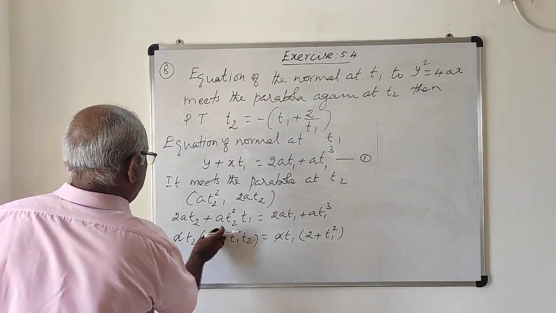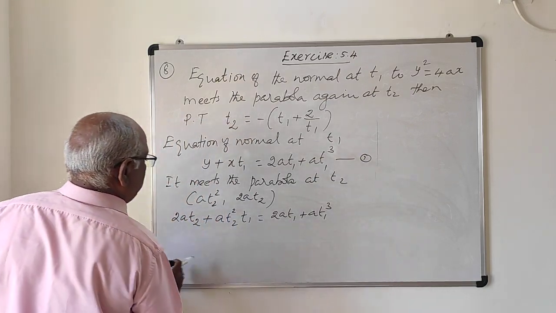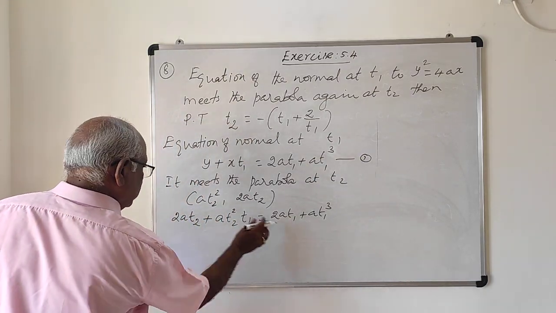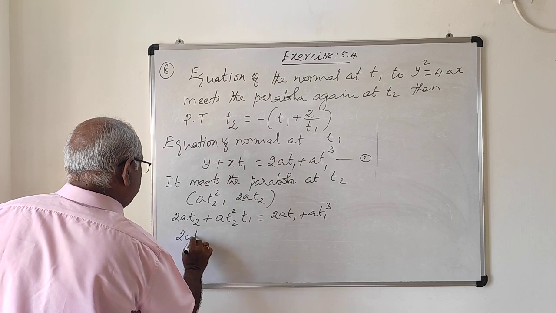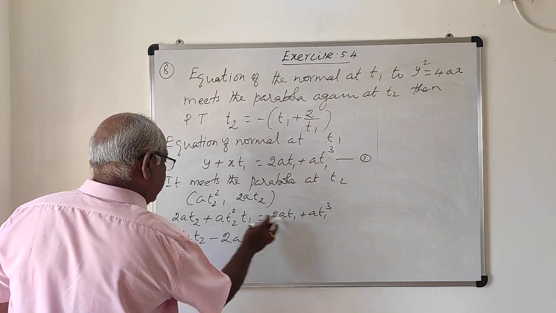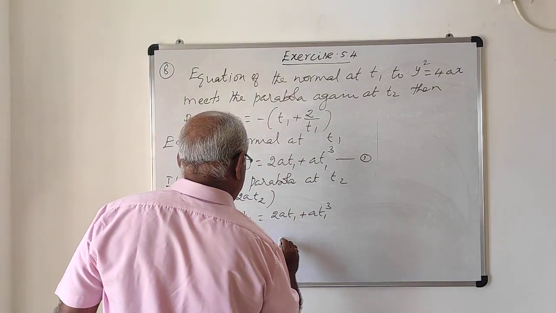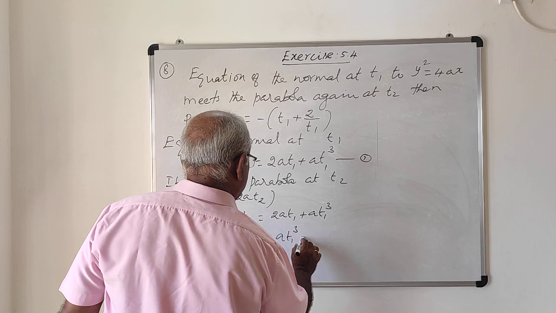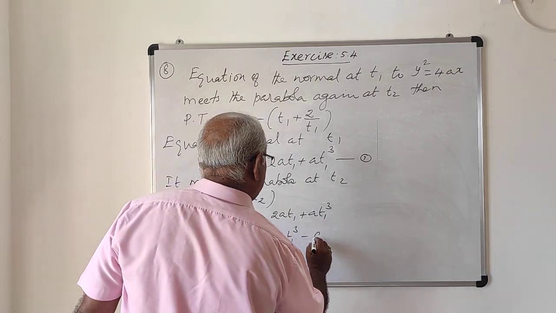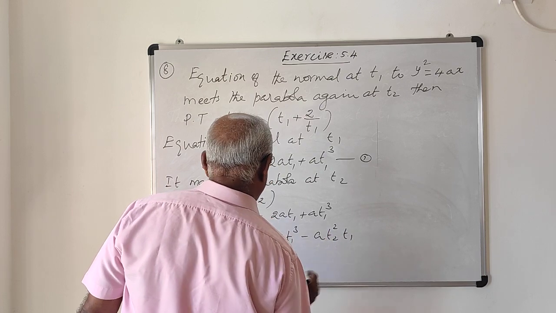T1 did okay. Instead of writing this, you bring 2a t1 to the right hand side. Here you get 2a t2 minus 2a t1. You count, right? You write like that. Taking 2a t1 to the left hand side, it becomes minus 2a t1, and a t1 cube already on the right hand side minus a t2 square t1.